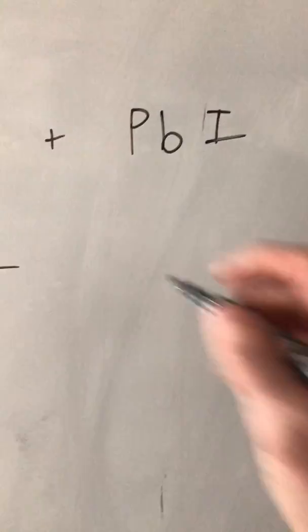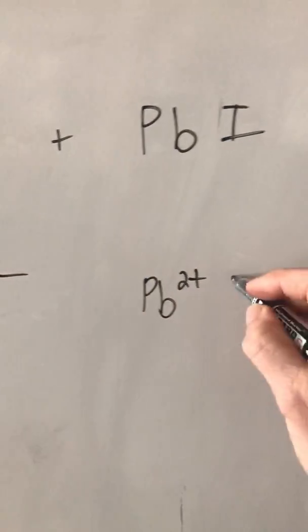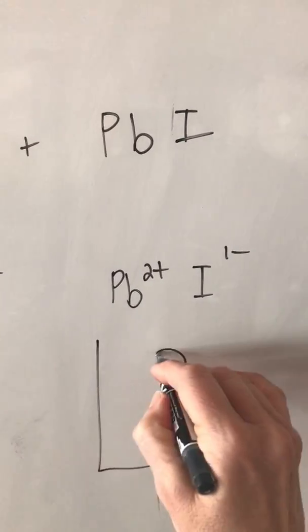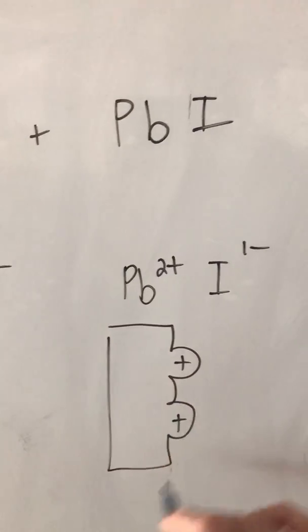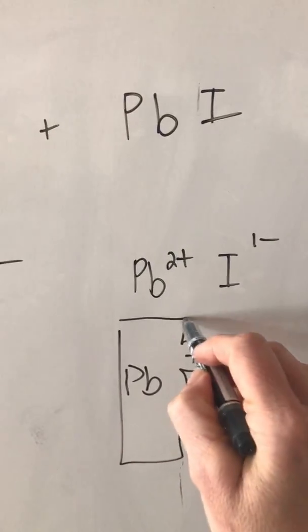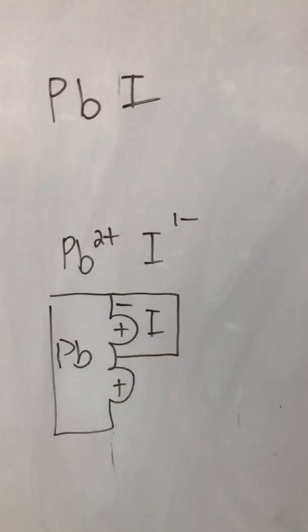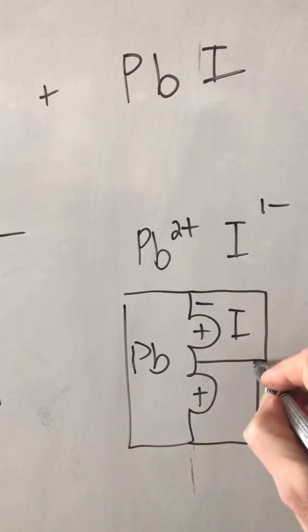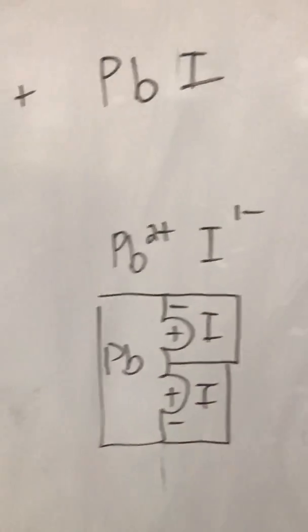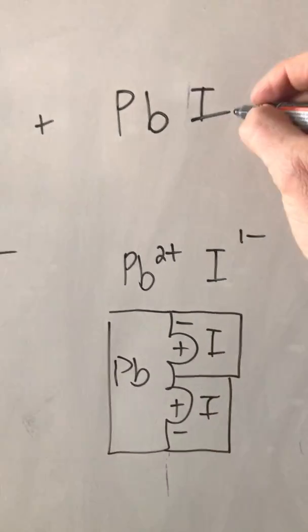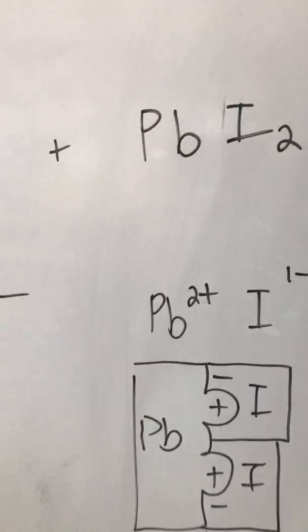Then over here I have lead iodide. Lead is 2+ and iodide is 1-. So I know that my puzzle will have 2 positive prongs. That's for the lead. And if I only use 1 iodide atom, then I'm going to have a missing puzzle piece. So I need 2 to create a neutral setting, 2 pluses, 2 minuses. To show that I have 2 iodides, I put a little 2 there. Right, and I'd get rid of this. This is just my working.